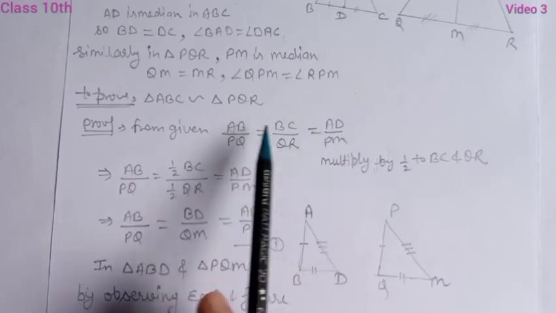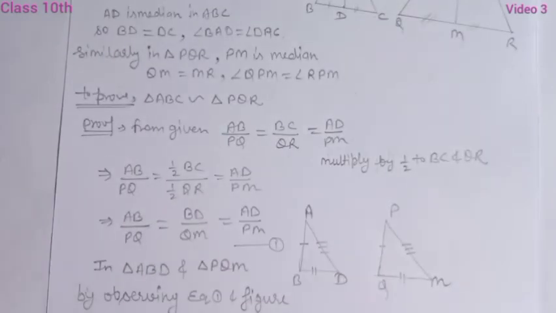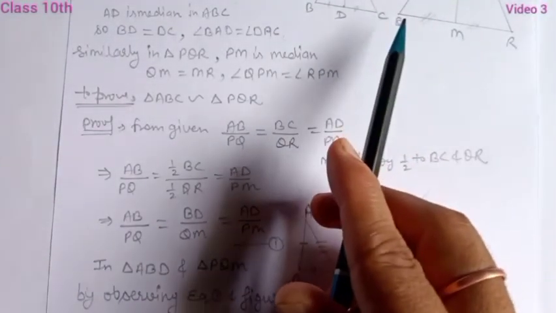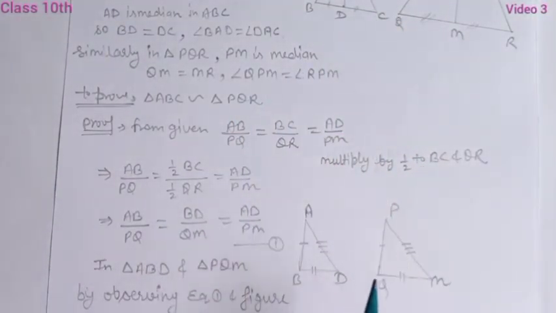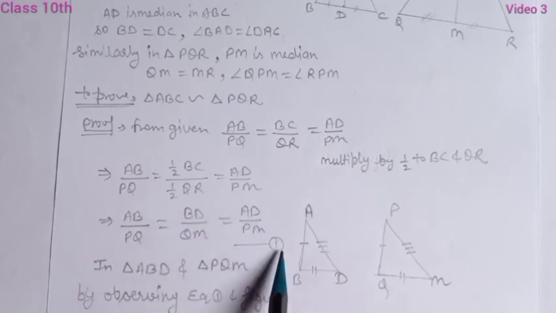But the rest two terms are the same, only half is multiplied here. So half of BC is, you know, BD. So we can write it as BD, and half of QR is QM. You can see here, AB upon PQ is equal to BD upon QM, equal to AD upon PM. Mark it as equation 1.